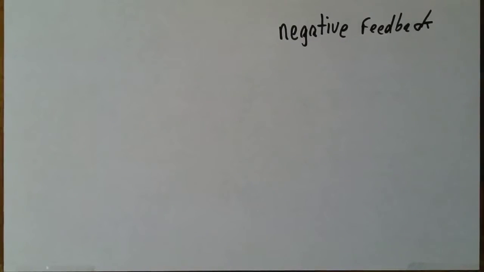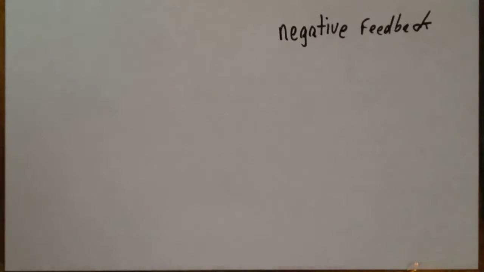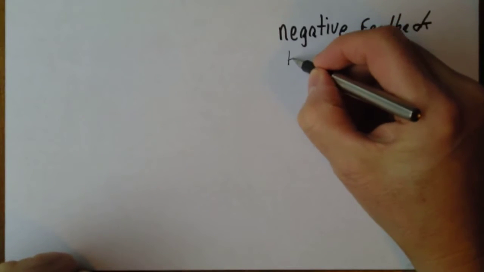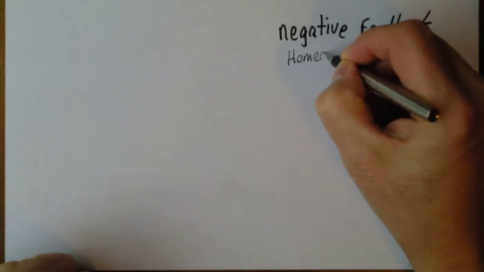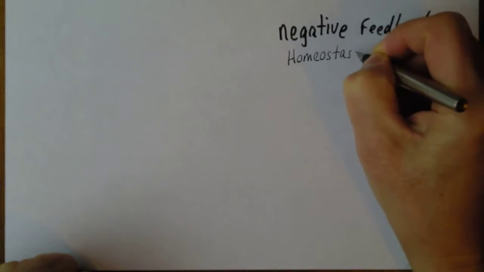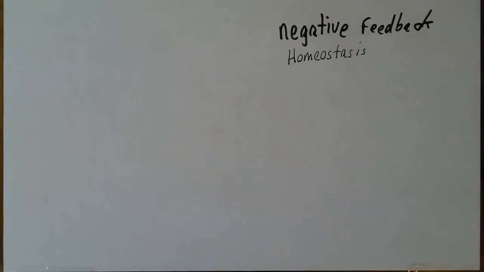Now, when we're considering the endocrine system, we need to think about negative feedback, because homeostasis is absolutely vital. We need just the right amounts of the endocrine hormones present in the blood, because they're very physiologically active. So how is this achieved?